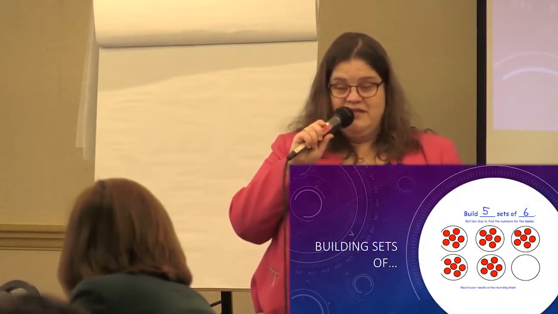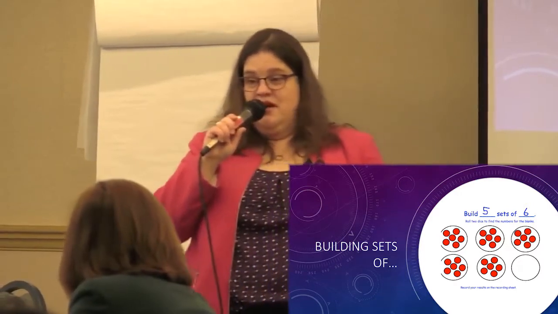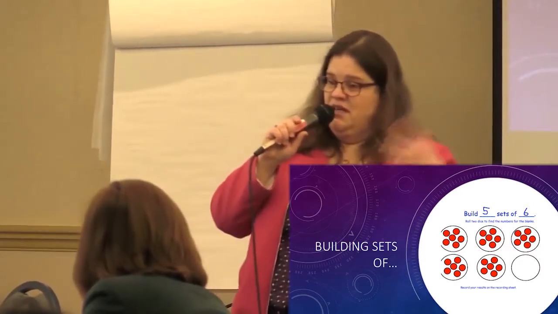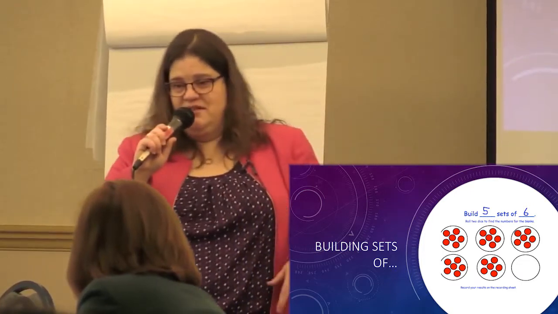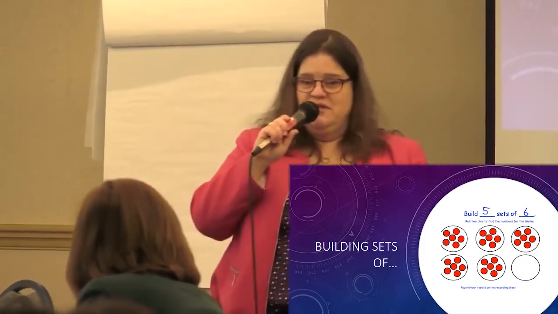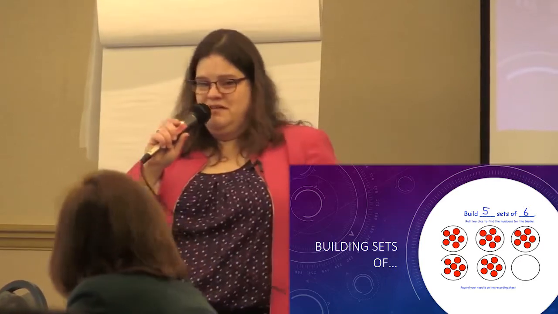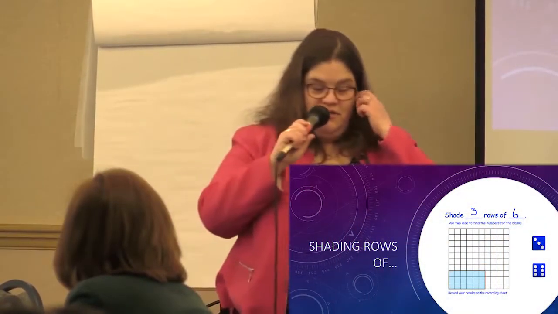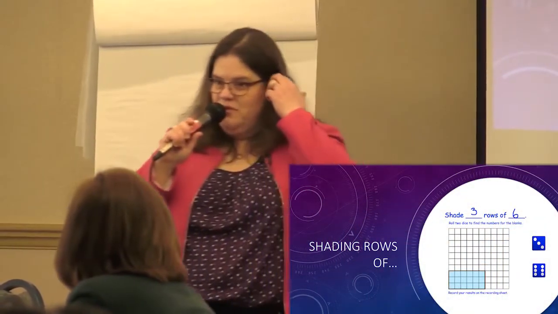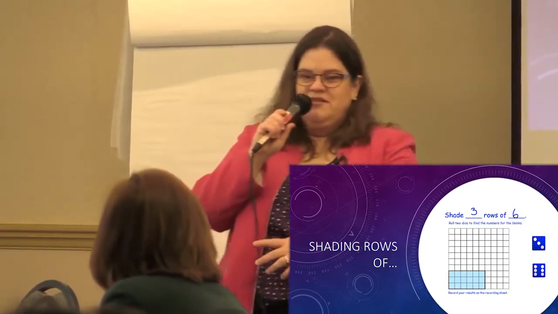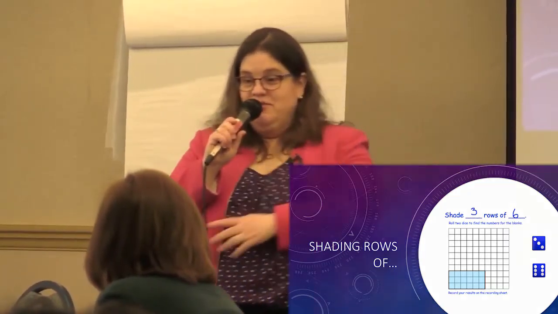I can also build sets. Sometimes I just roll some dice and I say, oh, I got 5 and 6, I'm going to build 5 sets of 6. I could have built 6 sets of 5. I could have rolled dice and gotten 3 and 2 and built 3 sets of 2 or 2 sets of 3 to figure out how many little counters I need altogether. Or I could shade rows. I could roll 3 and 6 and say, oh, I'm going to shade 3 rows of 6. Or maybe I might have shaded 6 rows of 3. Do you know what I'm doing?